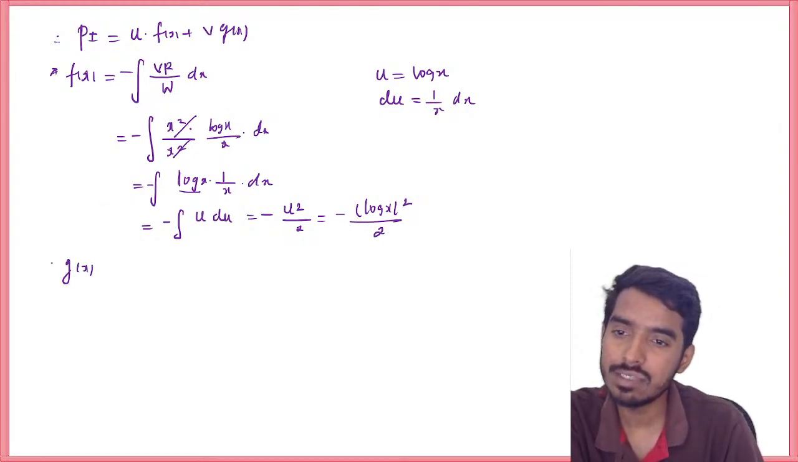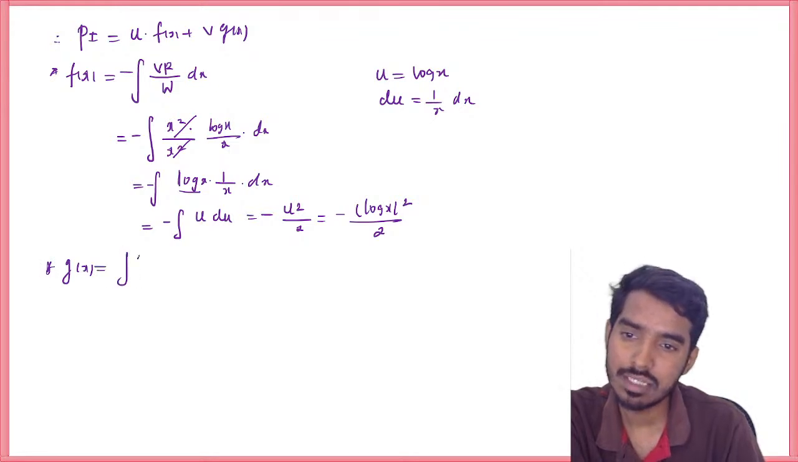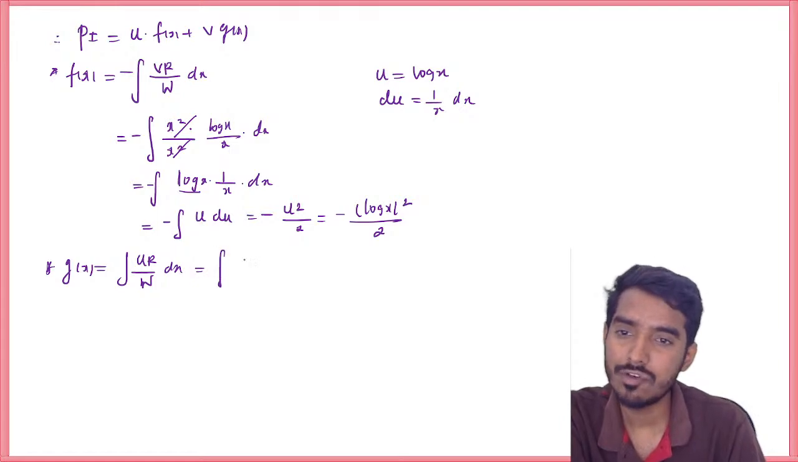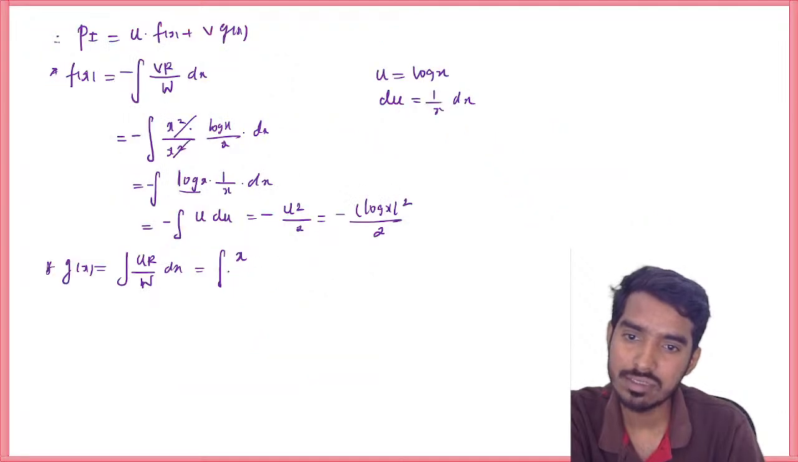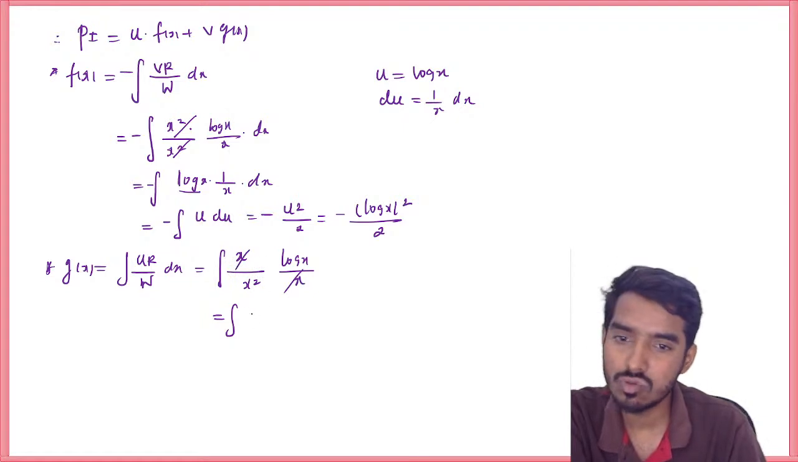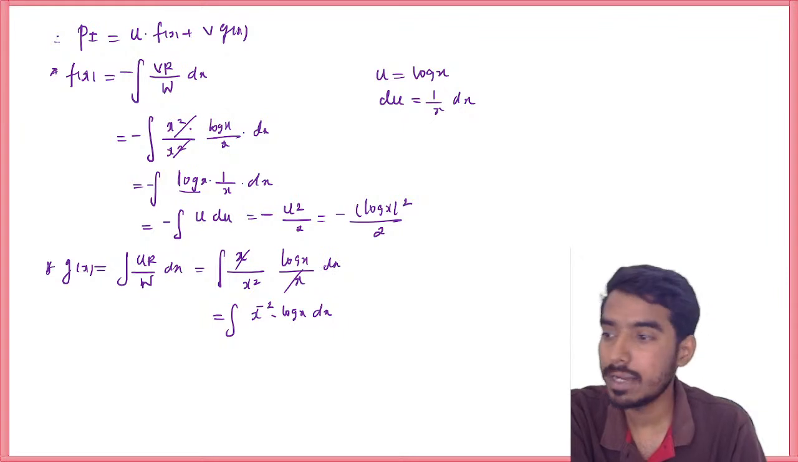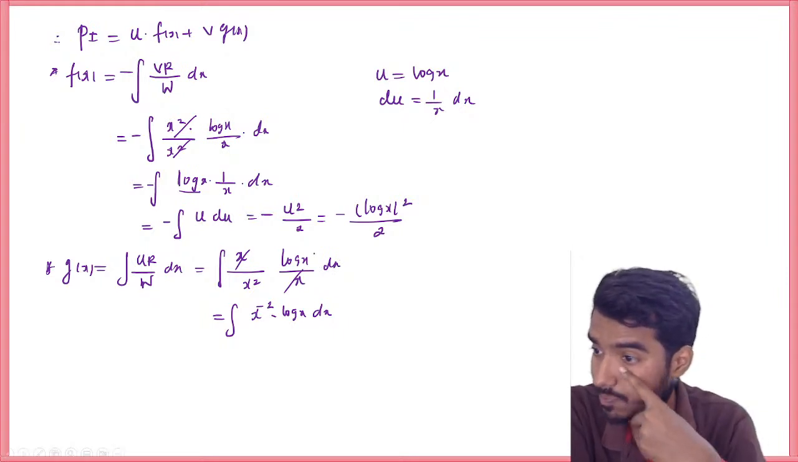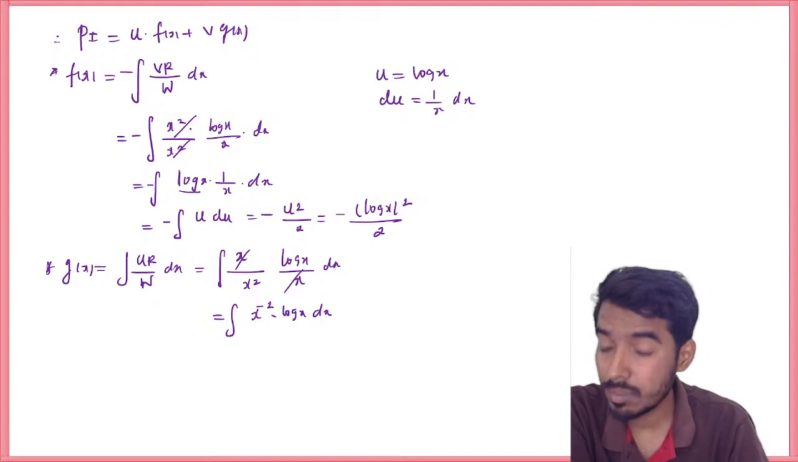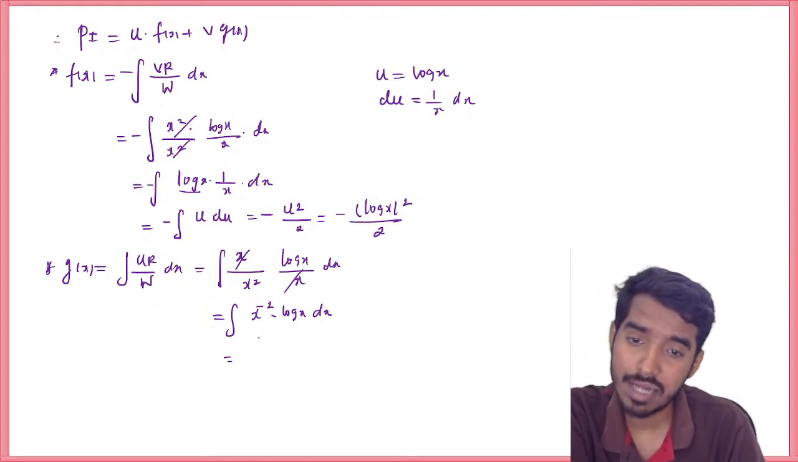Now you find g of x, the integration of u R by W. u is x, R is log x by x, W is x². So we will have the integration of x^(−2) log x dx. You need to apply the Bernoulli's rule for our integration by parts.